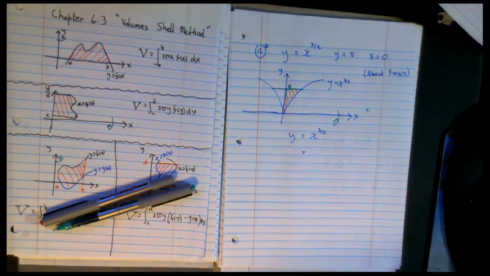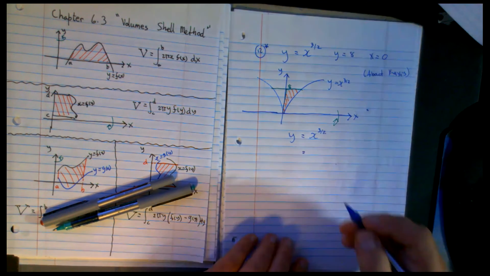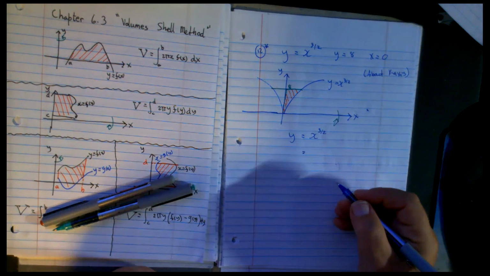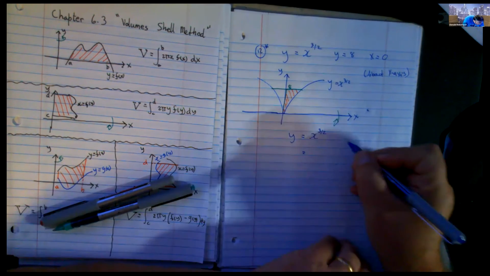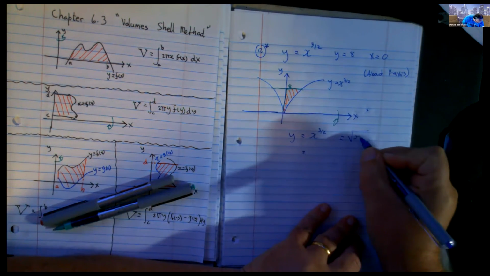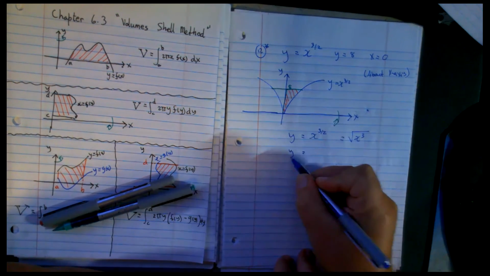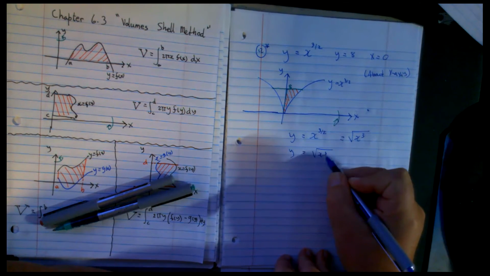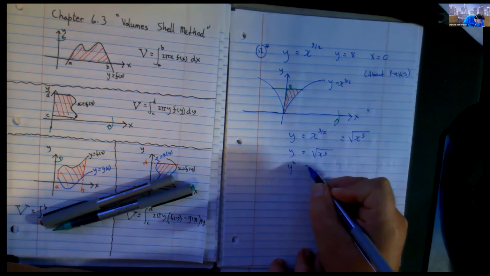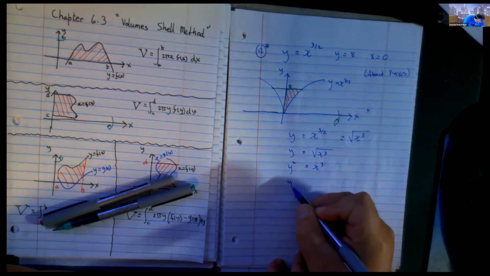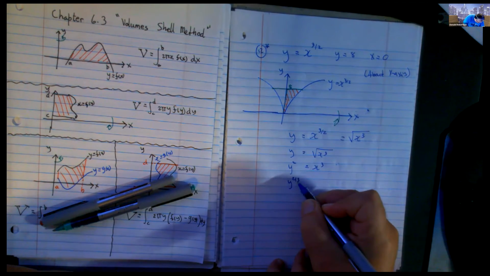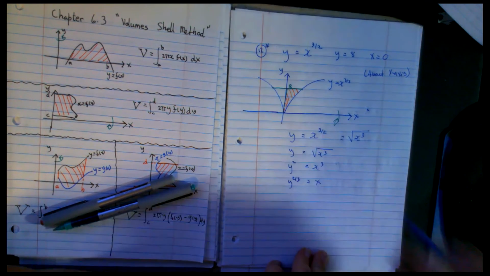X to the 3/2 would be the same as x times the square root of x cubed, right? Okay, so we could take the square of both sides and then the cube root, which I'll just write as a fractional power. Yes, that works well.